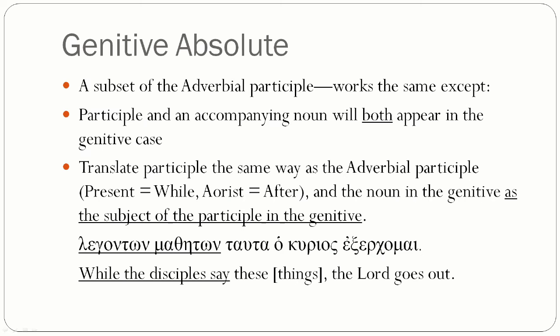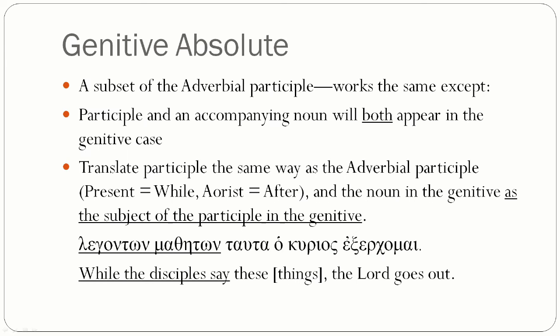Okay, weirdness, right? Subjects are supposed to be nominative. Well, except when we have a genitive absolute. Your genitive noun or pronoun is going to become the subject of this genitive participle. Here's an example sentence: Legonton matheton tauta ho kurios exerchetai.